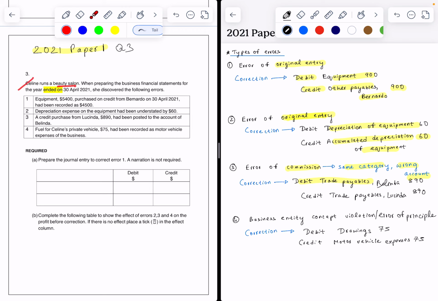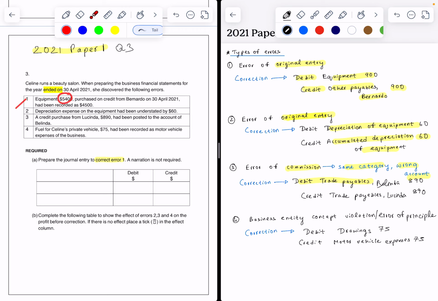Celine runs a beauty salon. When preparing the business financial statements for the year ended 30 April 2021, she discovered the following errors. So here you can see we have got 4 types of errors that we have identified, and the requirement in the first part of the question is to prepare the journal entry to correct error number 1. But what we're going to do is actually prepare the journal entries to correct all 4 errors, okay? So let's start with the first error.